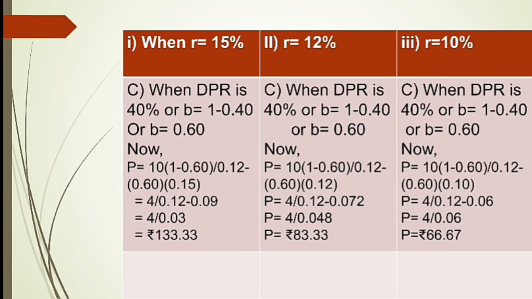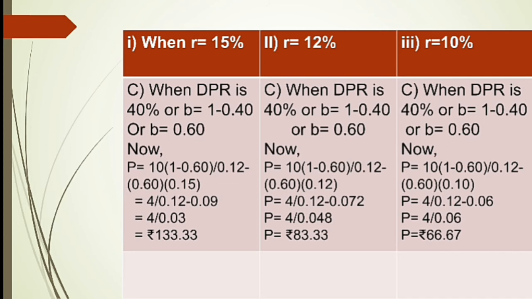So I am just putting the values in the given formula. P equals 10 per share multiplied by 1 minus B, that is 1 minus 0.60, divided by K minus BR. K is 12%, so 0.12 minus B, which stands for 0.60, and R stands for 10%, that is 0.10. Now after solving the first main line, we get P equals 4 divided by 0.12 minus 0.06.